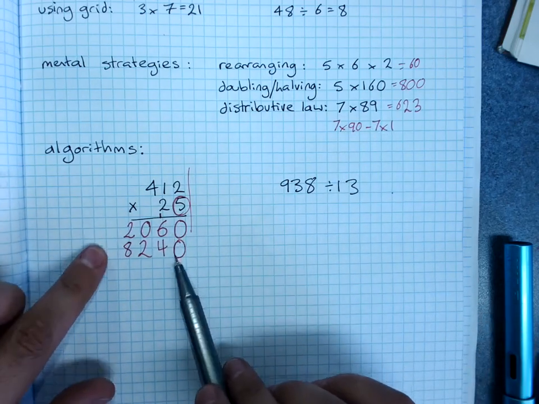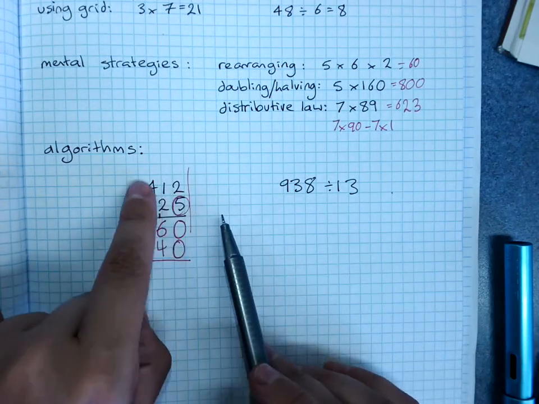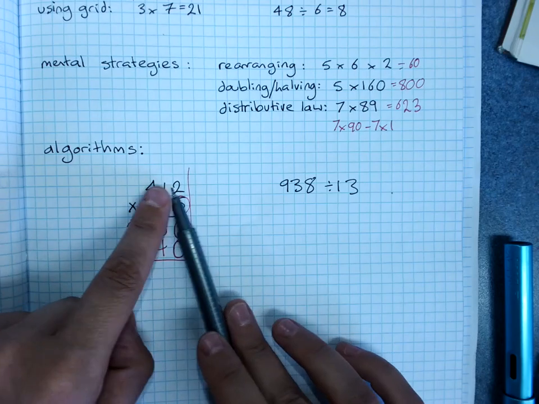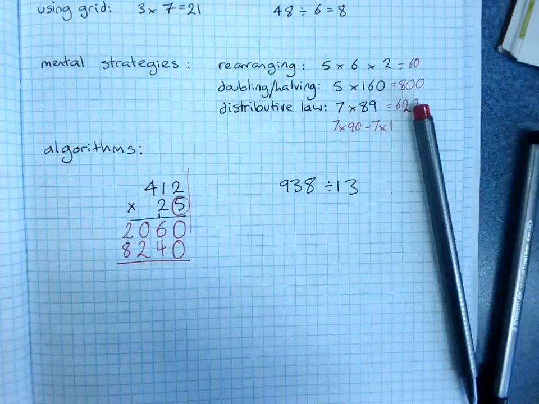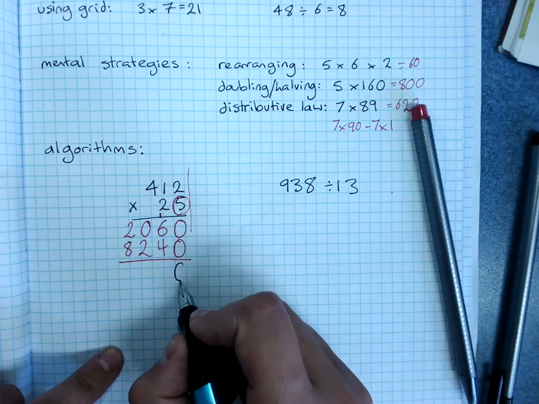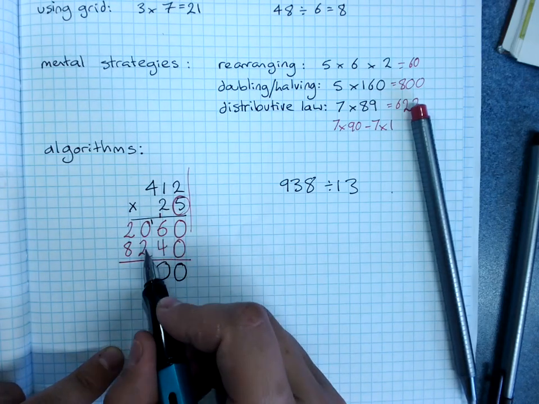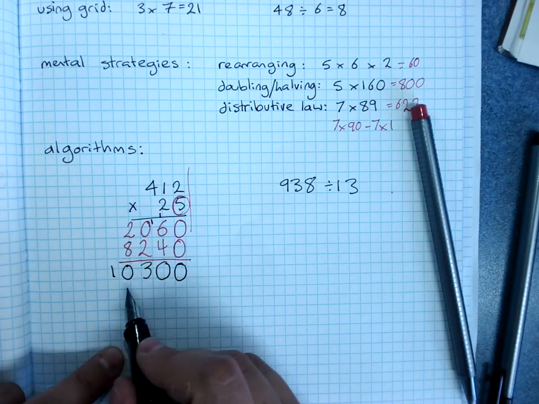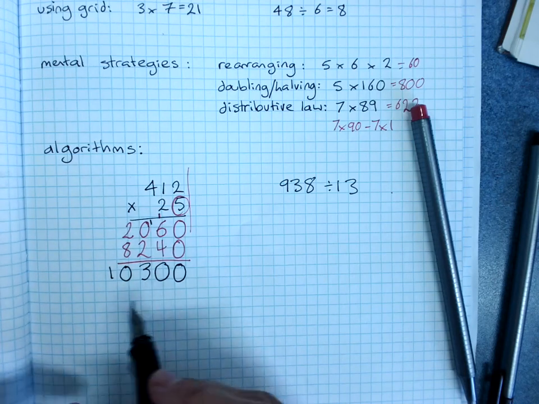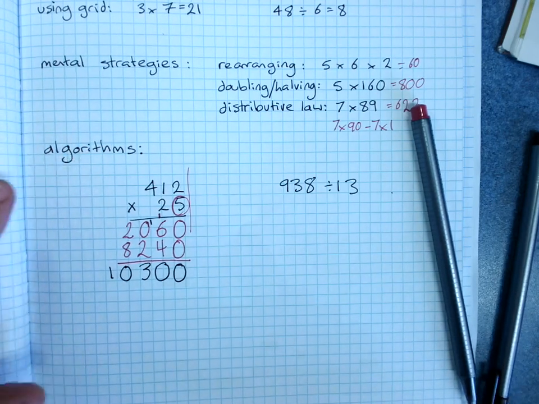We do that here. We can combine these to get the total of when we multiplied by 5 and when we multiplied by 20. 0 plus 0. 6 plus 4 is 10. We put down a 0 and carry the 1. 1 plus 0 plus 2 is 3. 2 plus 8 is 10. And so I've got quite a large number here. So that's the multiplication algorithm.